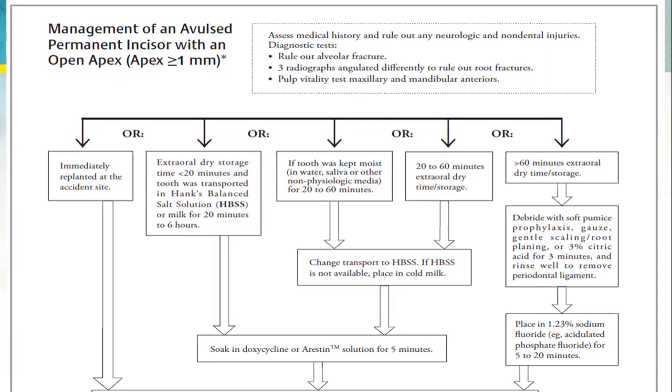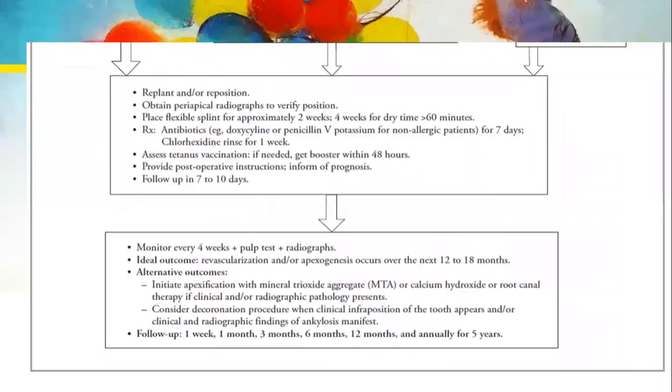ligament. So all the dead cells have to be removed, because if any dead cells are present, it will be a bacterial contamination, and this necrotic tissue will lead to inflammatory processes and reactions. After that, what you're supposed to do is place it in 1.23% sodium fluoride, for example APF, for around 5 to 20 minutes, so that the fluoride will stabilize the tooth surface and help to reduce the inflammatory processes.